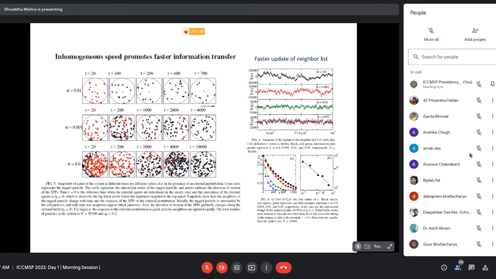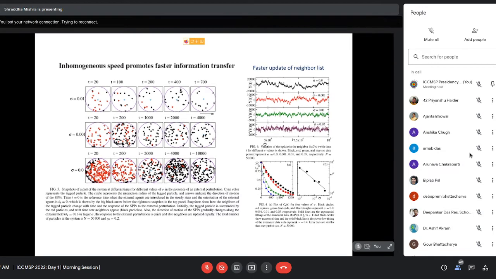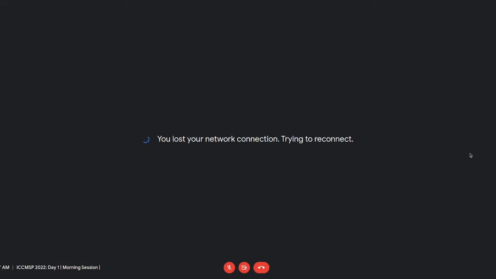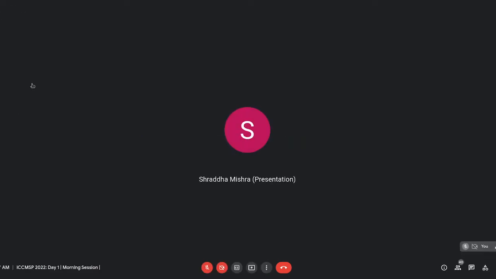But what we measured, in terms of the update of the neighbor list, is how fast the system is updating its neighbors, how long it can remember its neighbors. I'm calling that the neighbor autocorrelation function. This is a plot of the neighbor autocorrelation calculated from the time series of the neighbors. Black is sigma 0, and blue is the largest sigma.